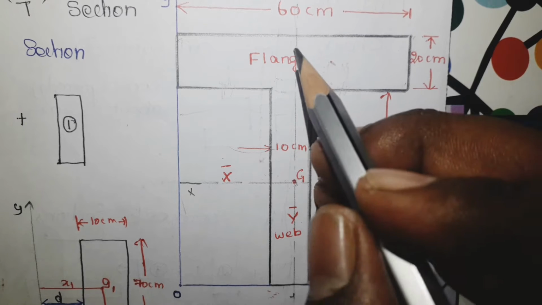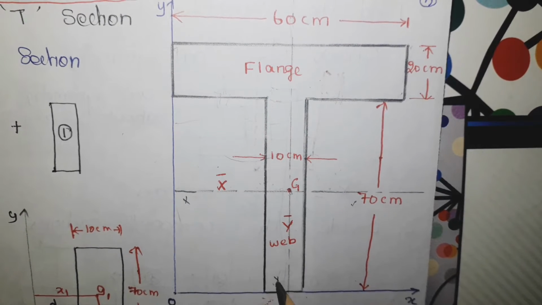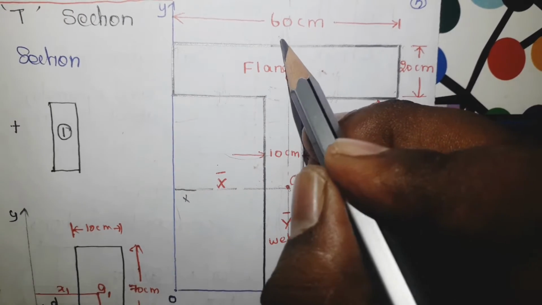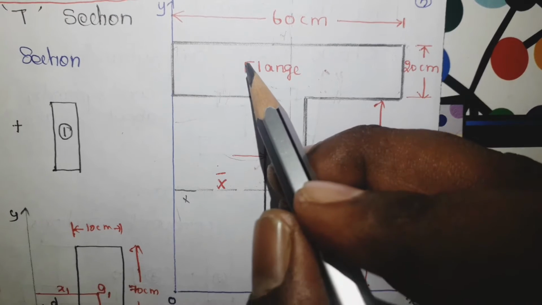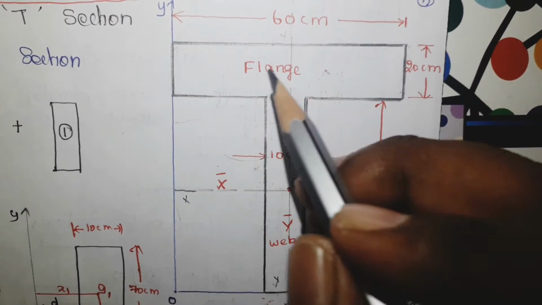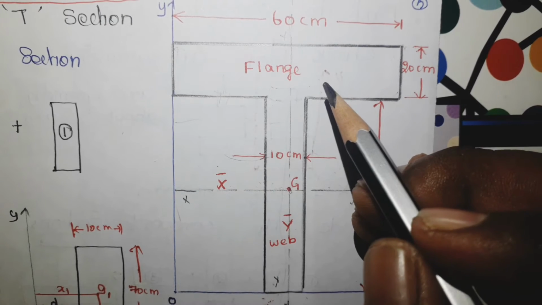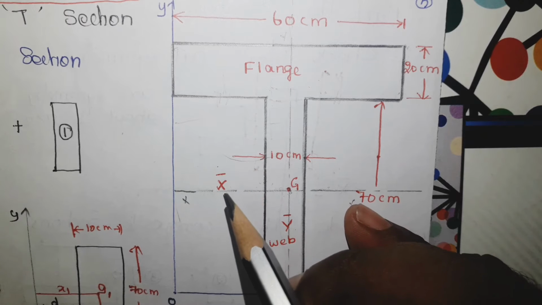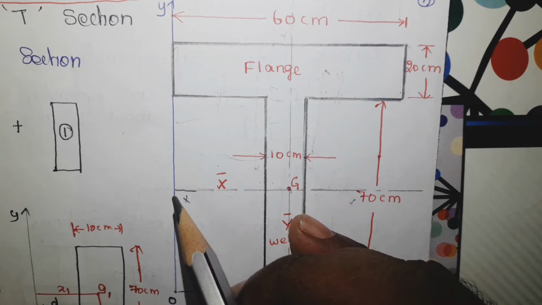But if I cut the object by the y axis, let me take this is y and here this is y. If I cut this object by the y axis, this is the first part, this is the second part. Now you see that these two parts are symmetrical with each other. If that is the case, then I can easily get the answer for this x bar, the distance between G and the y axis.